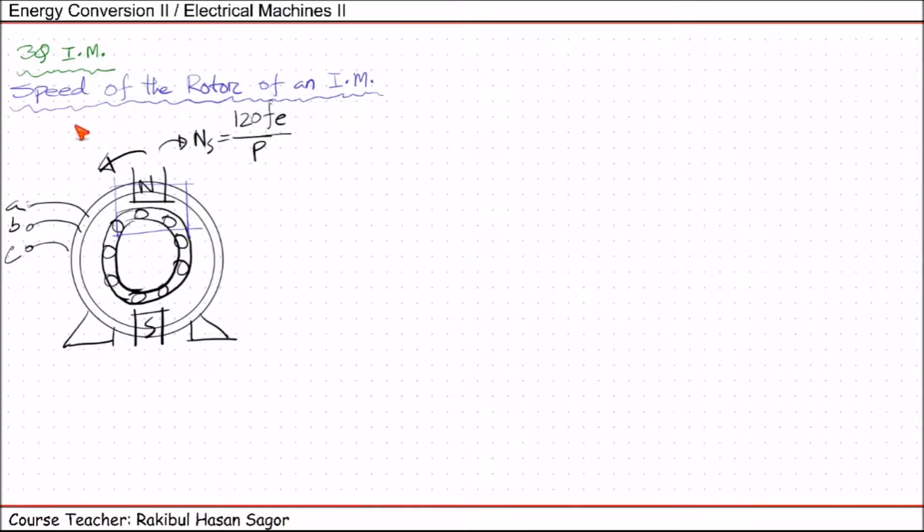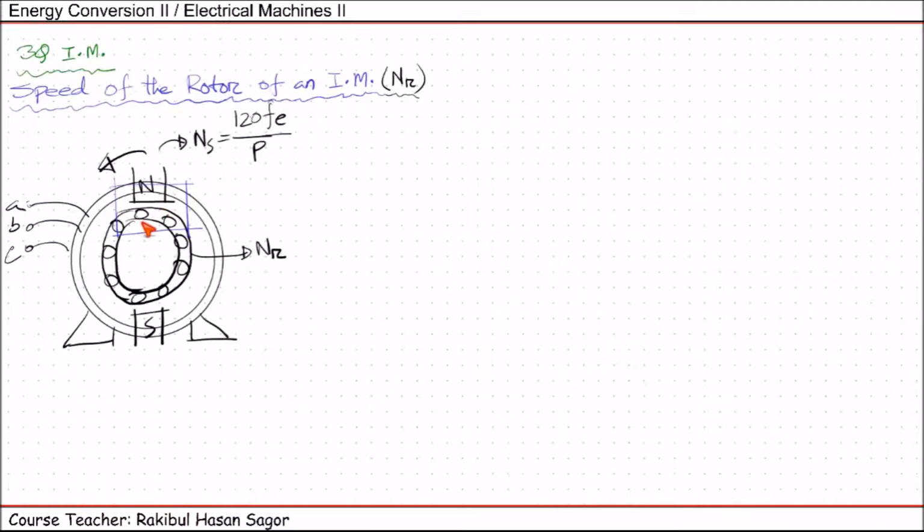Next, we'll discuss the speed of the rotor of an induction motor. Let us consider the speed of the rotor of an induction motor is denoted by Nr. Ns is the speed of the rotating magnetic field and Nr is the speed of the rotor. As we discussed earlier, whenever we give three-phase supply, there will be a creation of rotating magnetic field, and that rotating magnetic field will cut the rotor bars, and an EMF will be induced and current will be flowing through the rotor bars.